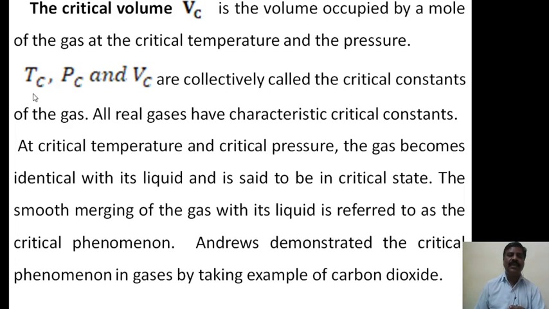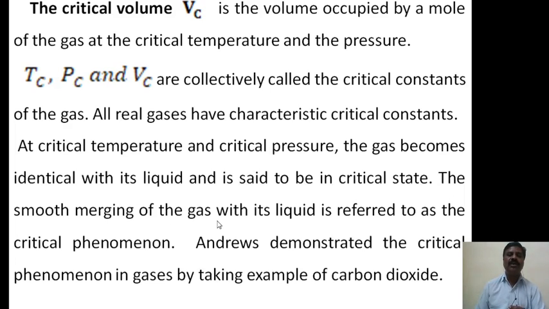Then the critical temperature, critical pressure and critical volume are collectively called the critical constants of the gas. All real gases have characteristic critical constants. At critical temperature and critical pressure, the gas becomes identical with its liquid and is said to be in the critical state. Therefore, at a particular temperature and pressure, the gas properties are identical to the liquid properties, and that state is called the critical state.